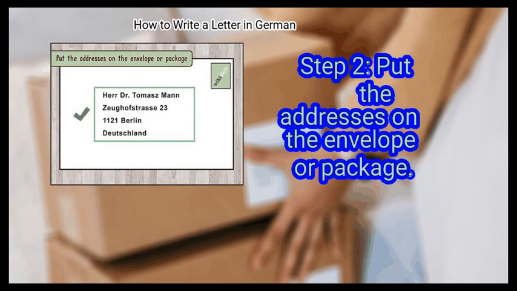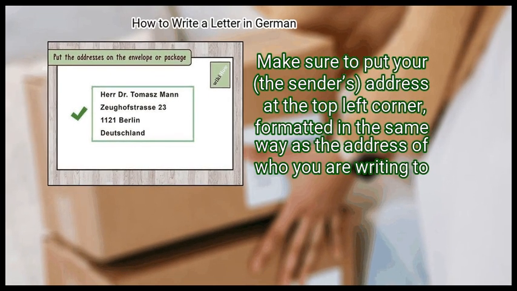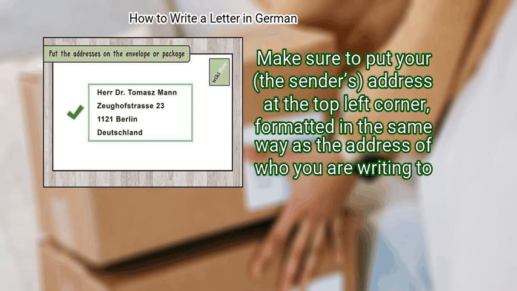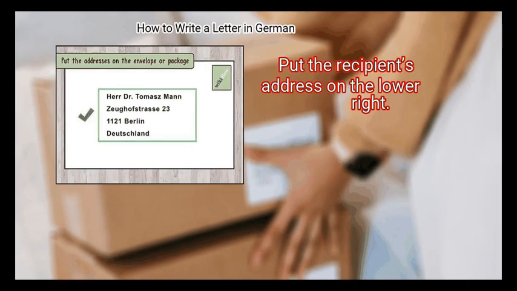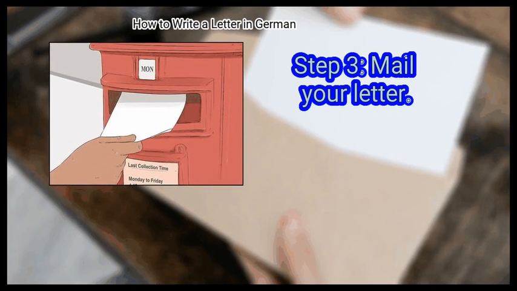Step 2. Put the addresses on the envelope or package. Make sure to put the sender's address at the top left corner, formatted in the same way as the address of who you are writing to. Put the recipient's address on the lower right. Step 3. Mail your letter.